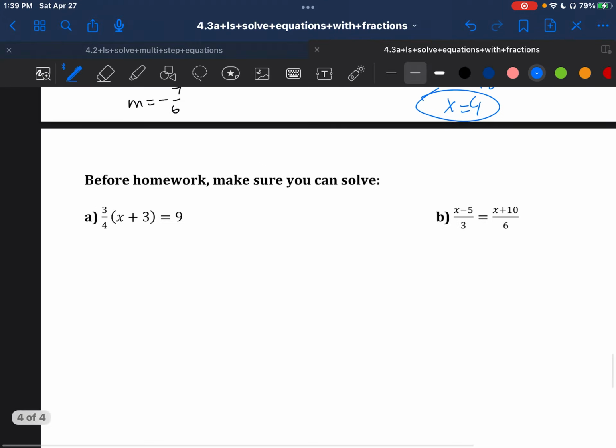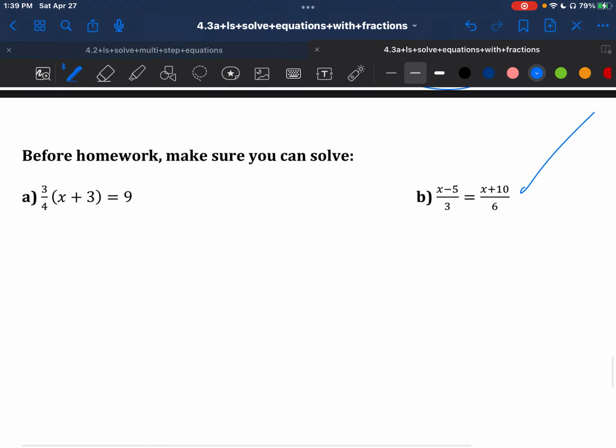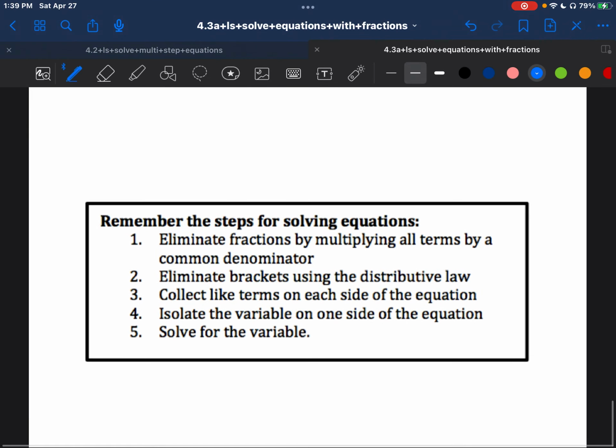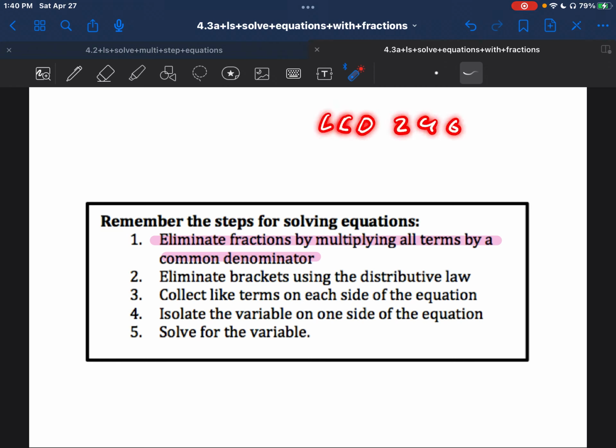And before you do your homework, or before you do more, just make sure you can solve these. And we've gone through really similar ones, so you should be good. Remember the steps for solving an equation. So memorize these. Eliminate fractions by multiplying all terms by a common denominator. So that common denominator is that little thing we did, like LCD 2, 4, 6.